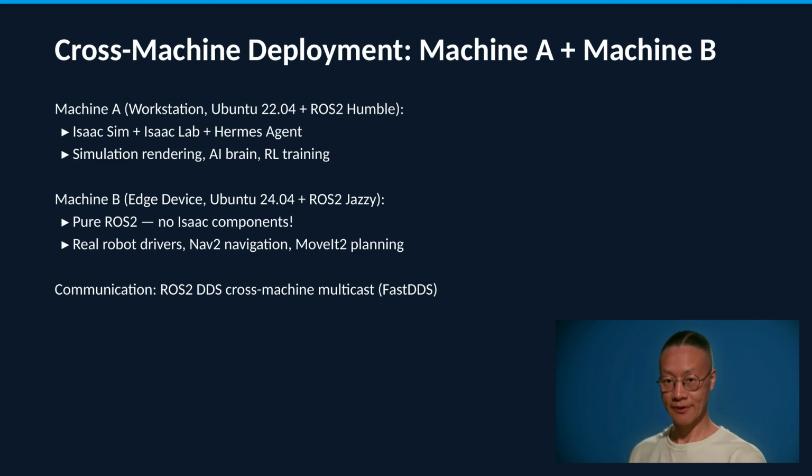For cross-machine deployment, we have 2 machines. Machine A is the workstation running Ubuntu 22.04 with ROS2 Humble. It hosts Isaac Sim, Isaac Lab, and Hermes agent. It handles simulation rendering, the AI brain, and reinforcement learning training. Machine B is an edge device running Ubuntu 24.04 with ROS2 Jazzy. It runs pure ROS2 with no Isaac components. It handles real robot drivers, Nav2 navigation, and MoveIt2 motion planning.